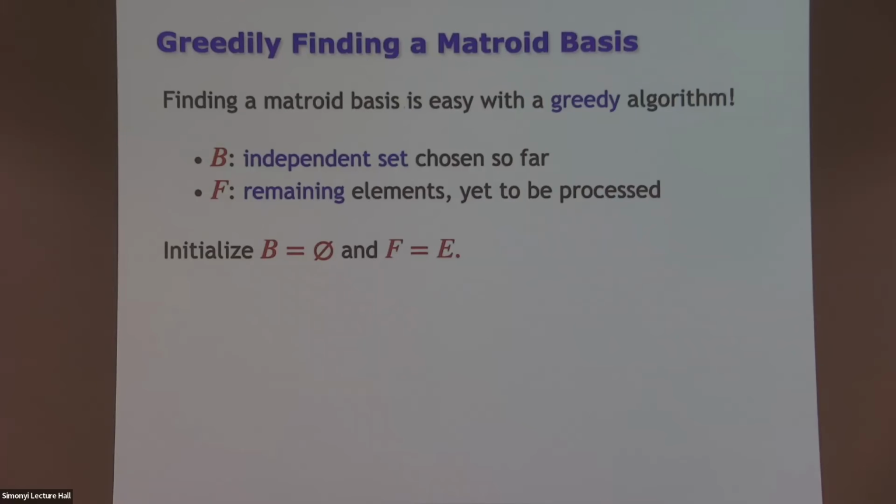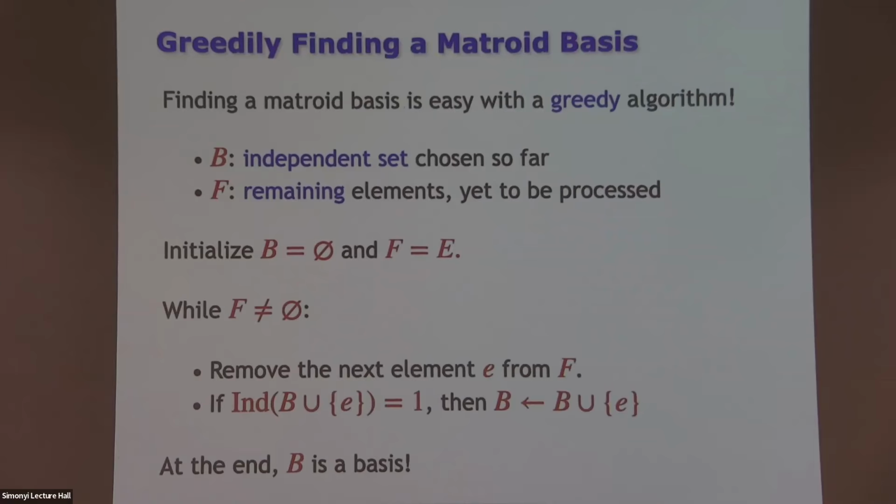So what are we going to do? We're going to initialize a set B of elements, which is all the elements we've chosen so far to build our candidate basis. To start, this set B will just be the empty set. The set F will be the buffer of all the remaining elements that we have yet to look at. So again, initializing, we have B to be the empty set and F to be all of the elements in the matroid.